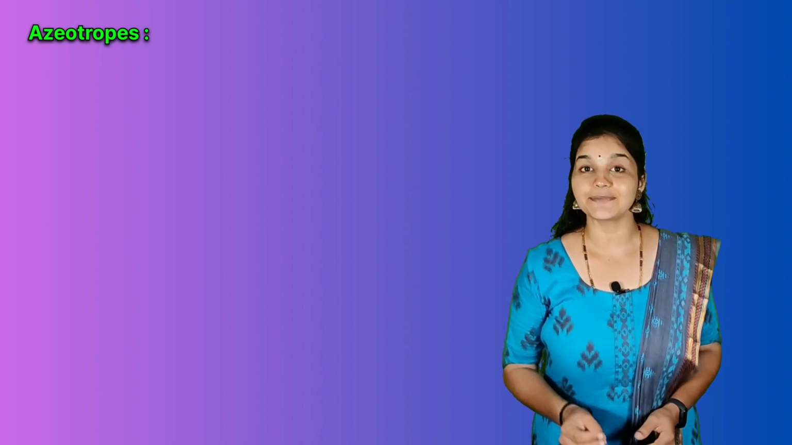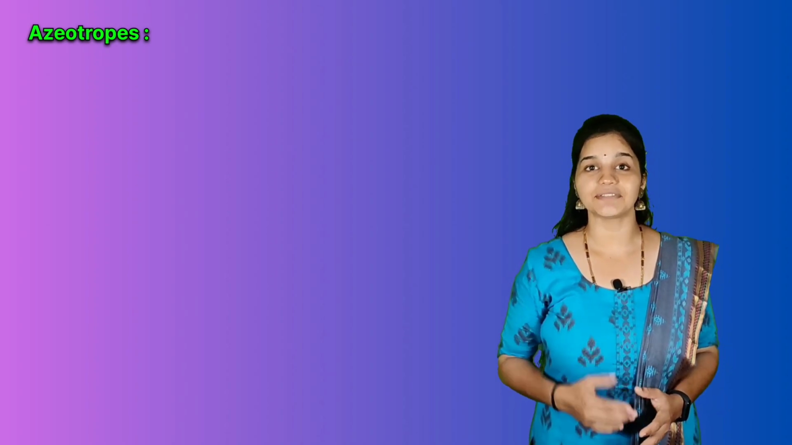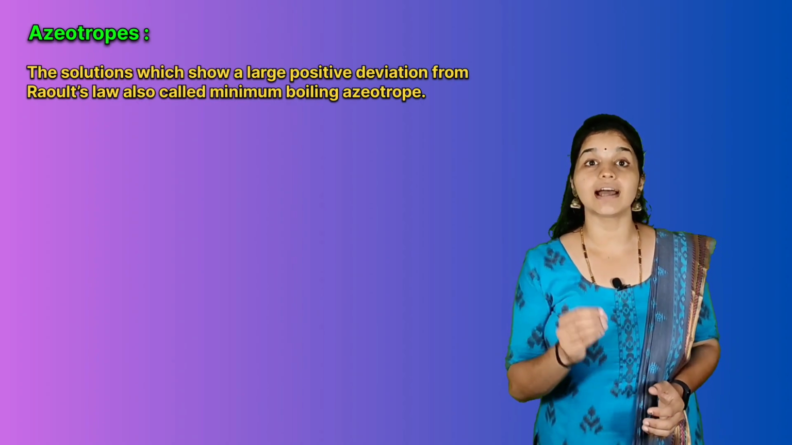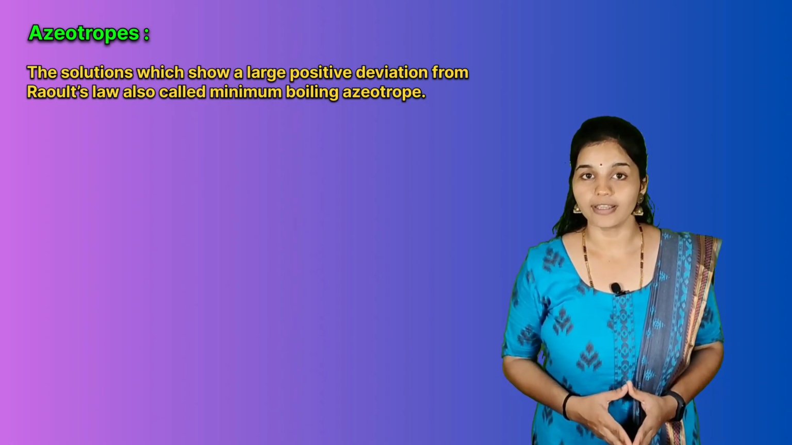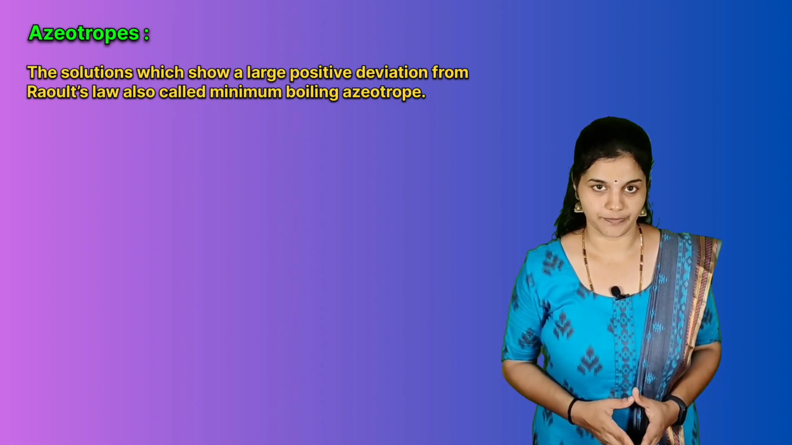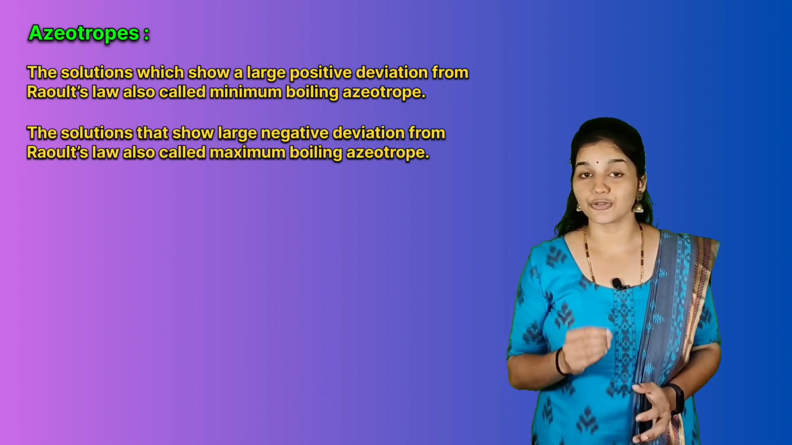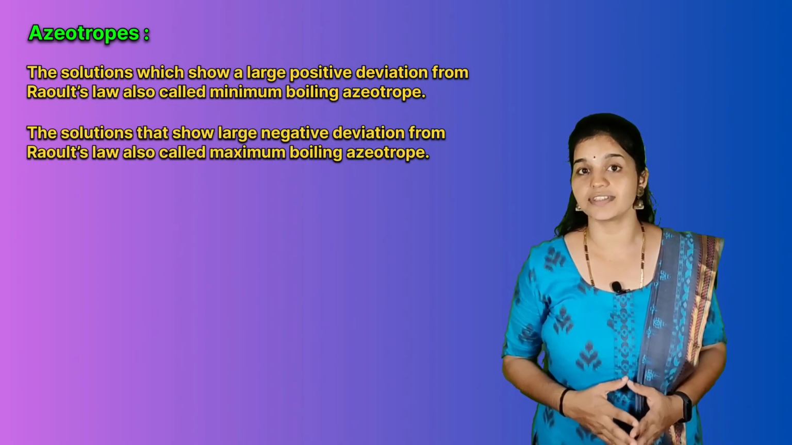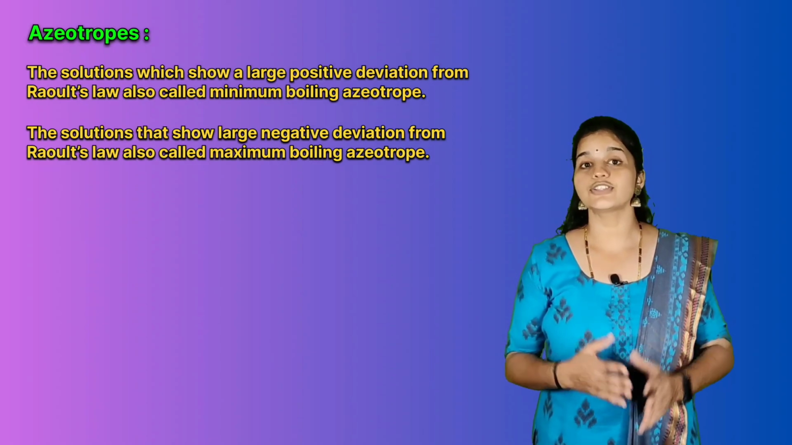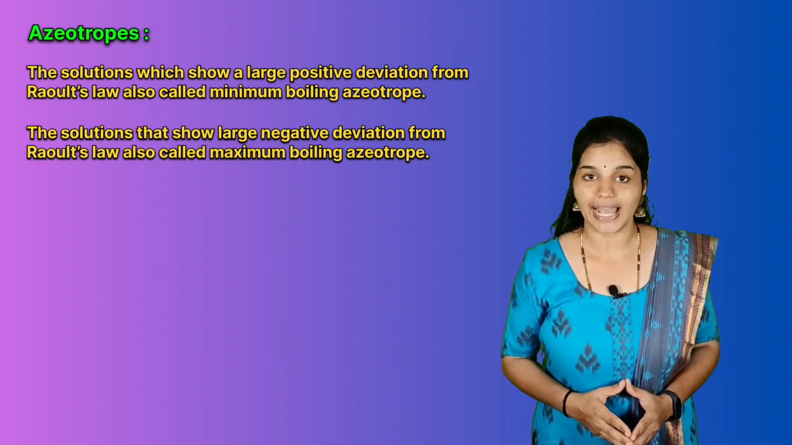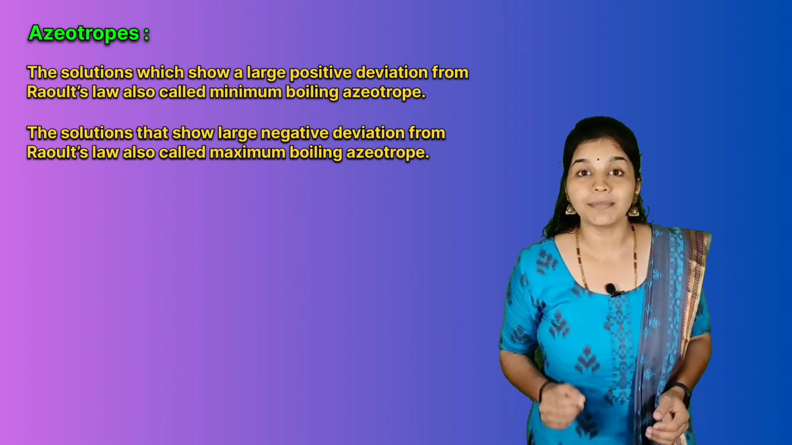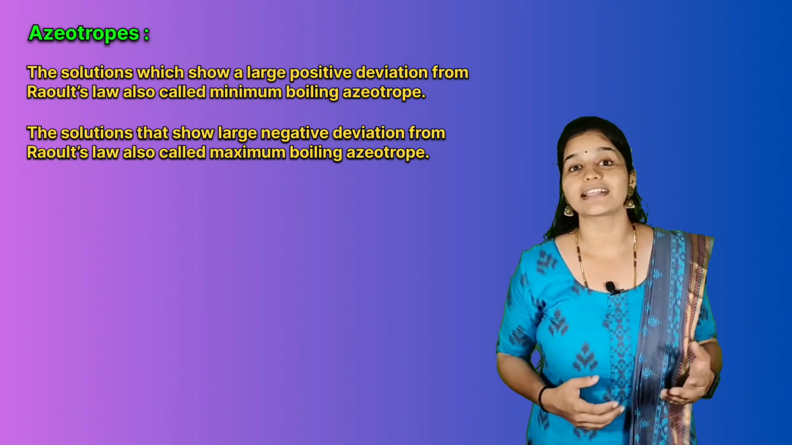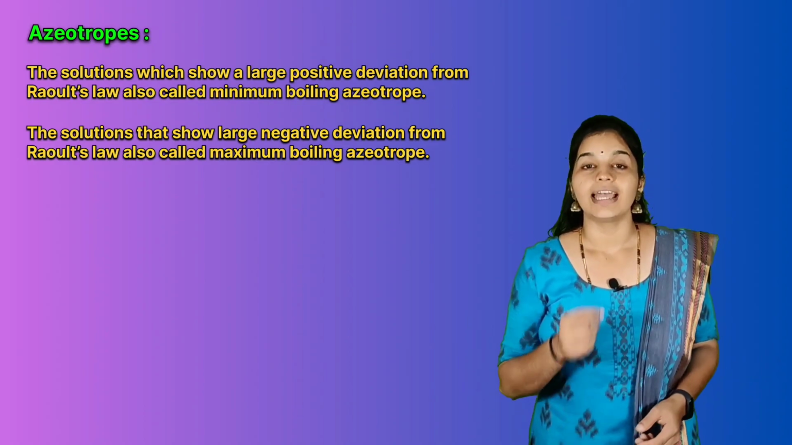Non-ideal solutions exhibit positive or negative deviation from Raoult's law. The solution which shows a large positive deviation from Raoult's law is also called minimum boiling azeotrope. The solutions that show large negative deviations from Raoult's law are also called maximum boiling azeotrope. What are these azeotropes? What is minimum boiling azeotrope? What is maximum boiling azeotrope?